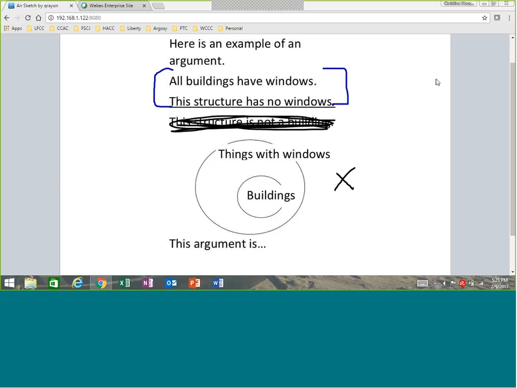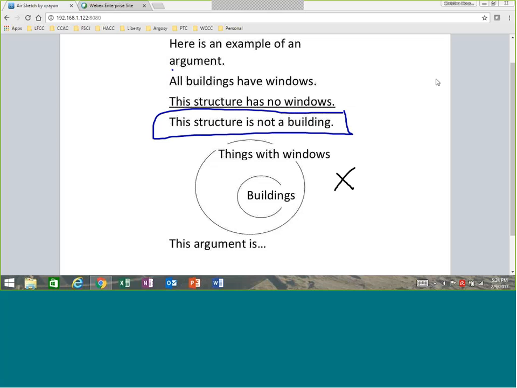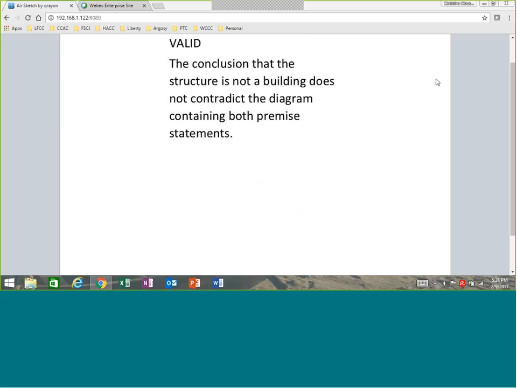So I've looked at the two premise statements and I have my diagram. Now I switch gears, so that's the first two steps. The third step is I just focus in on the conclusion and I need to see, is there a contradiction between the conclusion and the picture, or is everything okay? And when I look at it, this structure is not a building. I see that my X is outside of the building circle. So this argument is valid.